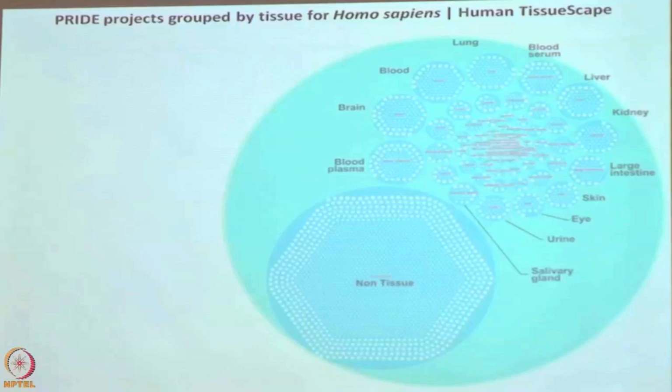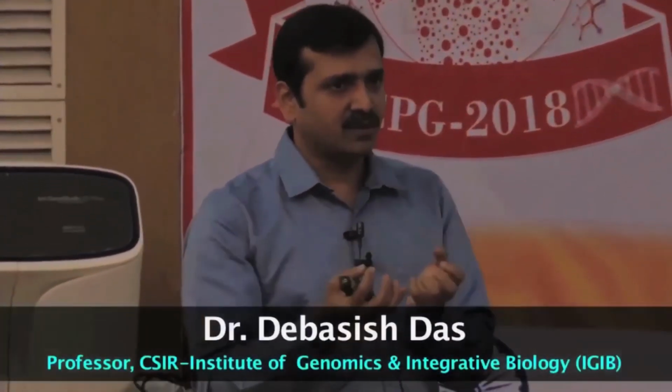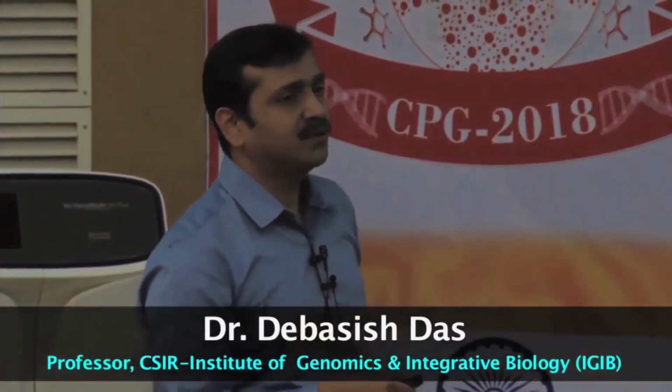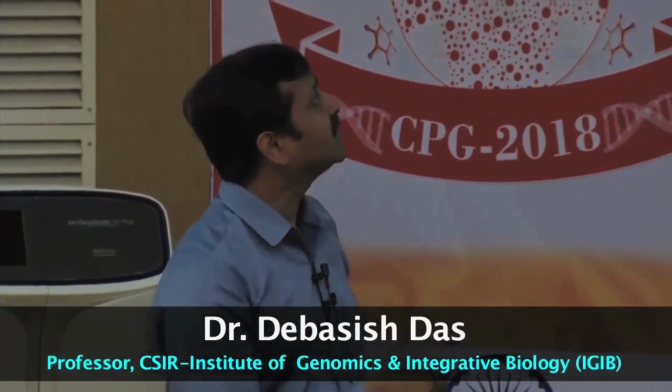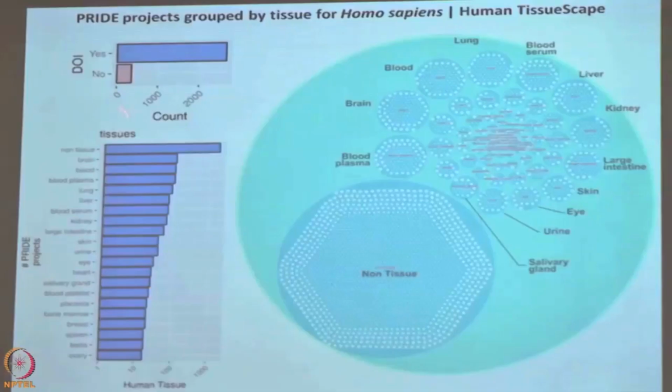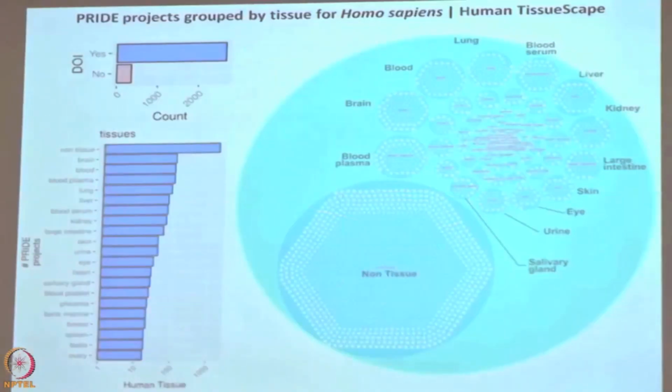We wanted to create a pipeline which will talk to the PRIDE database, MassIVE database and other resources, and once you type brain, it will fetch all the brain related mass spec metadata and give it to you for analysis. So, for that we created this human tissue scape, and this is the statistics of the PRIDE projects, where you can see how many projects we have per tissue, and then we grouped them on the basis of their group identification, DOI, or the publication date, and that is how we could group them.